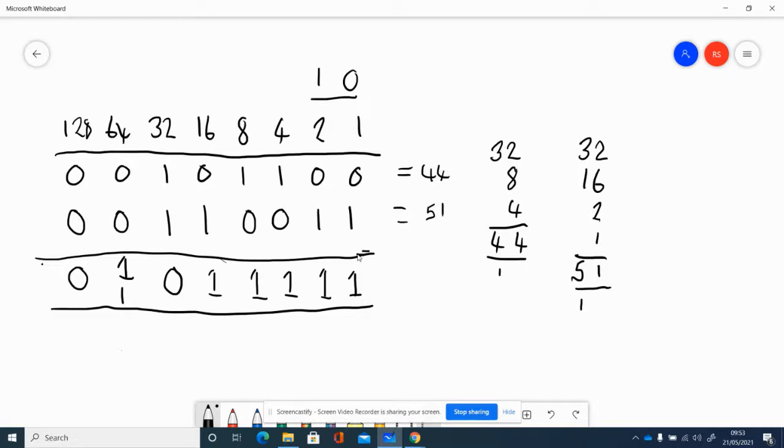I could try adding all 3 of these numbers together. So I've got 1 and 1, and as we discussed, that's 2, but we can't write 2, so we're going to put 1 and 0.